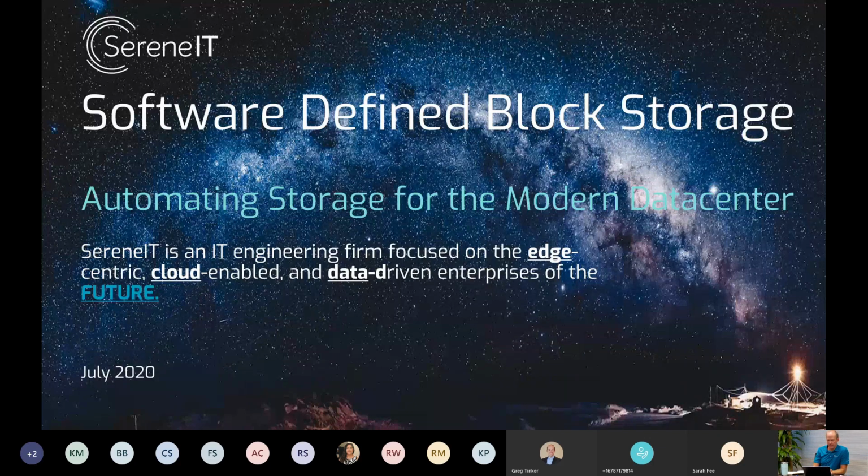You should see on the presentation there, you see my balding head. I'm Greg Tinker. I'm the Chief Technology Officer for SereneIT. My former background, most people know me as one of the Tinker twins out of HP Engineering, and I spent most of my career there, 17 years. Since then, I'm a founder and run a large IT engineering firm known as, again, SereneIT.